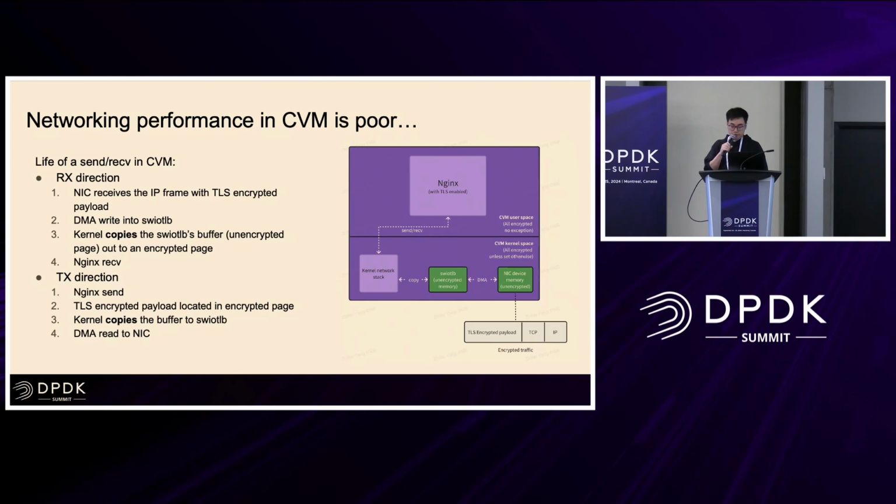On the other hand, for the TX direction, when Nginx tries to send a packet, a TLS encrypted payload is initially located in the encrypted memory or page inside the guest. Then the kernel copies this buffer to the software IOTLB, and at the end, the NIC DMA reads this buffer before sending it out. In summary, you can see that the purple regions are, again, in the encrypted memory, where only the guest can see the real data, while the green region is shared between the guest and the host, and both can see the data.